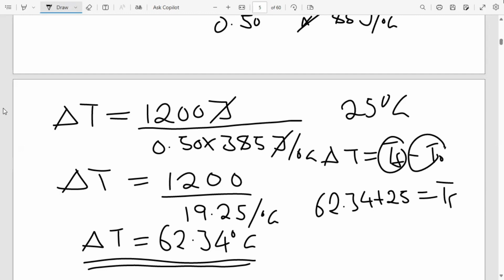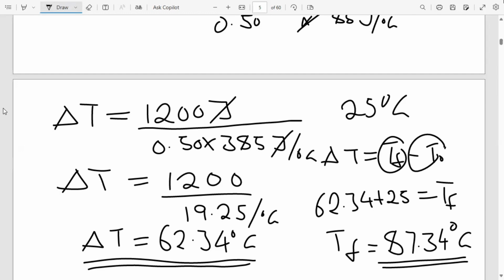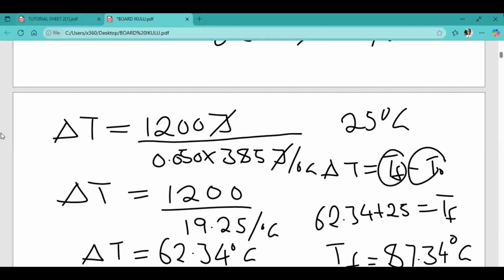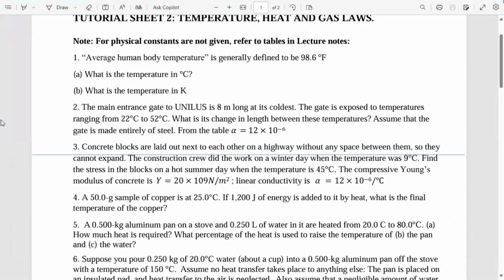This is going to give me T final. Then 62.34 plus 25 degrees Celsius. This is giving me the final temperature T final of 87.34 degrees Celsius. So that is the final temperature in this case. And if we reach that part, that means we are done with this question 4. Okay, so let's move on to question 5.